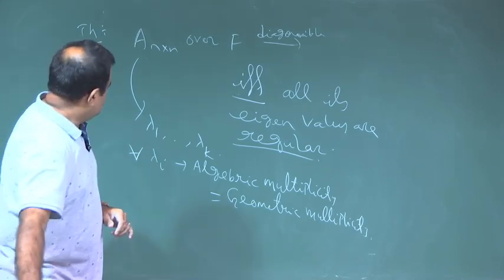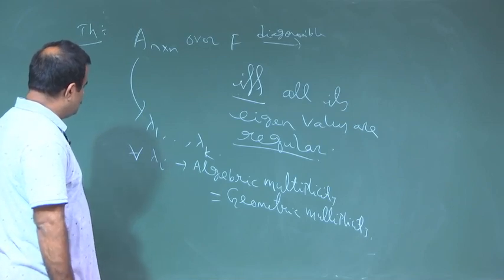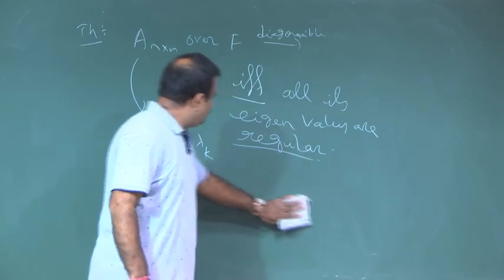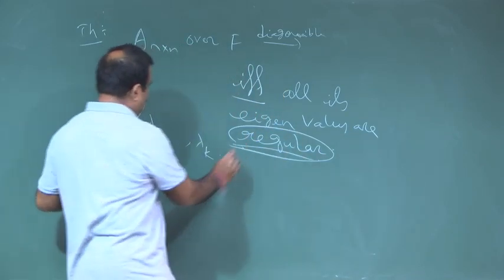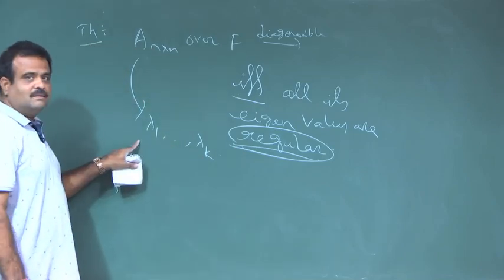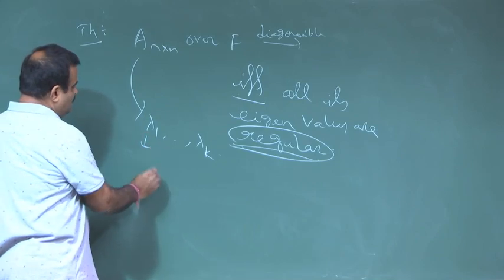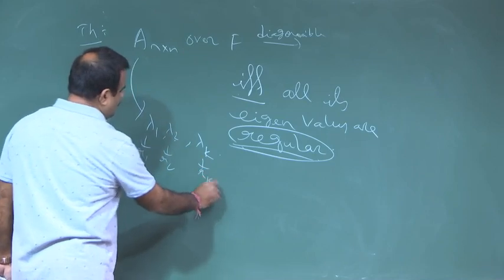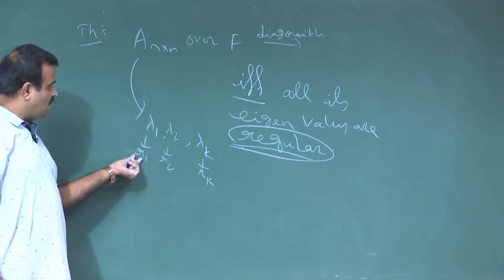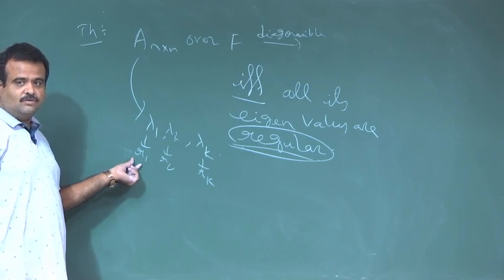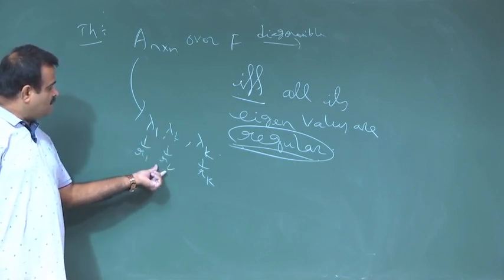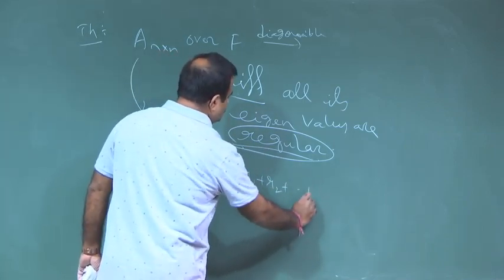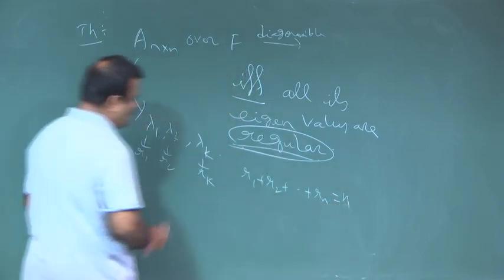How to prove this? Suppose this is true for all eigenvalues: regular means algebraic multiplicity and geometric multiplicity are the same. Suppose these are the distinct eigenvalues of A and their algebraic multiplicities are R 1, R 2, up to R k. That means lambda 1 is coming R 1 times as a root of the characteristic equation, lambda 2 is coming R 2 times, like this. So the total number of roots is n: R 1 plus R 2 plus up to R k is equal to n. These are the algebraic multiplicities.